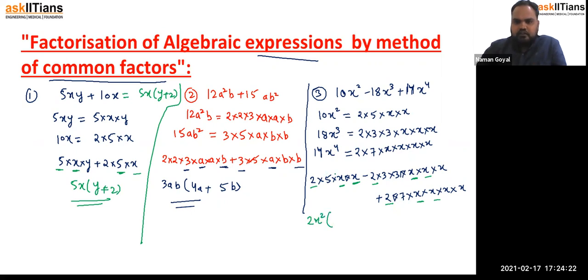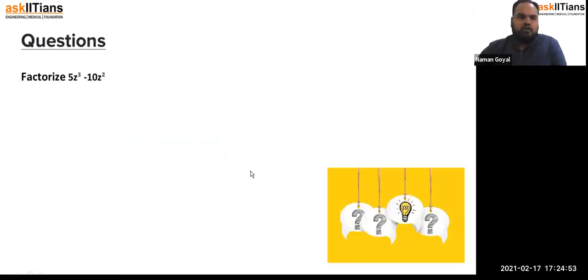What will remain inside? See, 5 for the first term. Now the second term, 3 3s are 9, and 9x is there only, isn't it? Plus sign is there, so 7x square is there. Are you getting my point? So this is how we perform factorization of algebraic expressions by the method of common factors. Okay, have you all got these three questions, right? Now the next question is there.